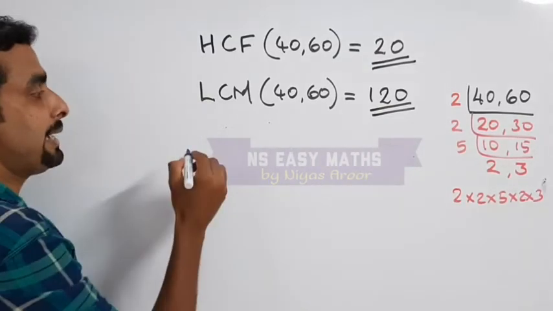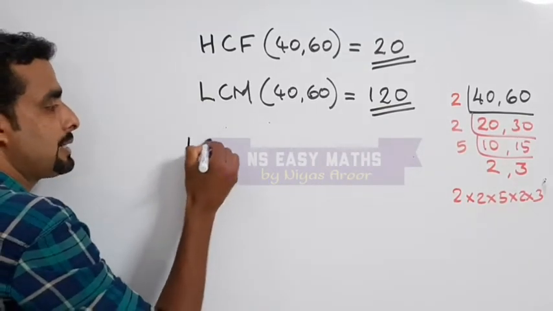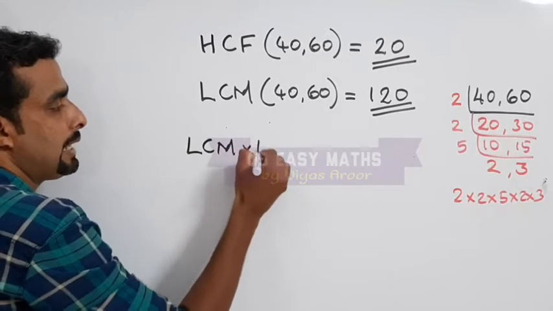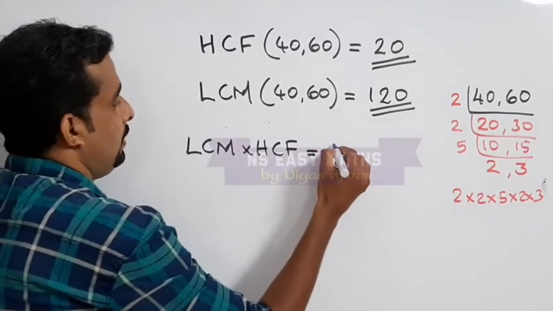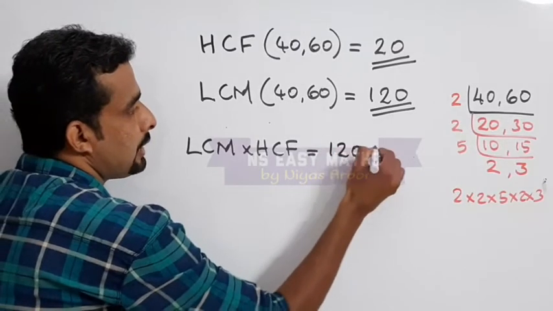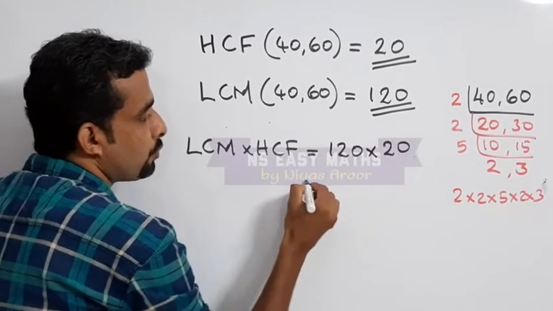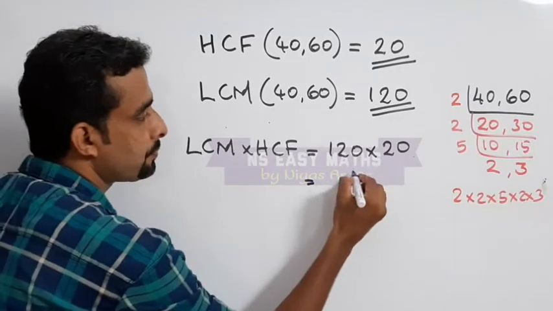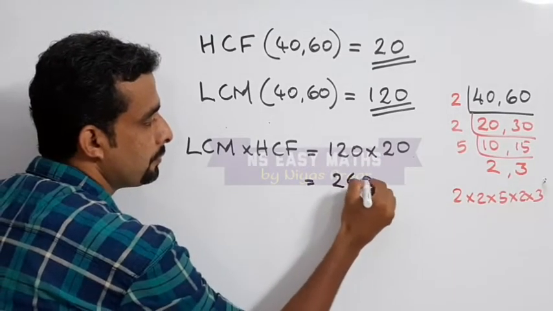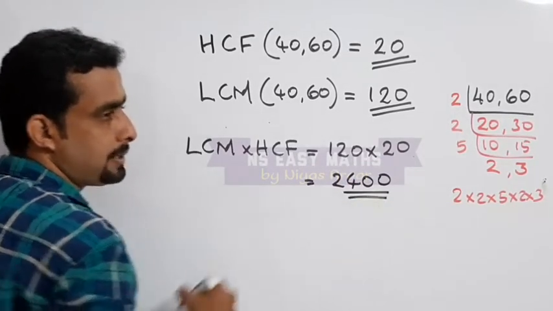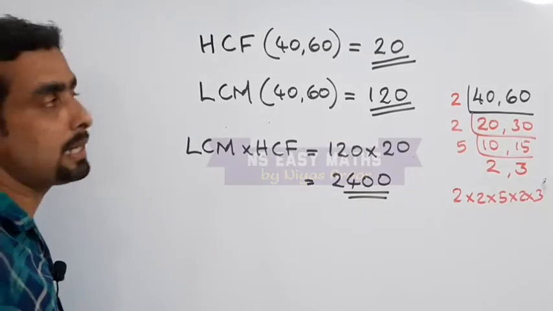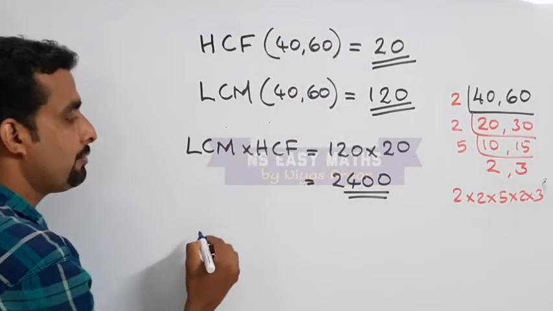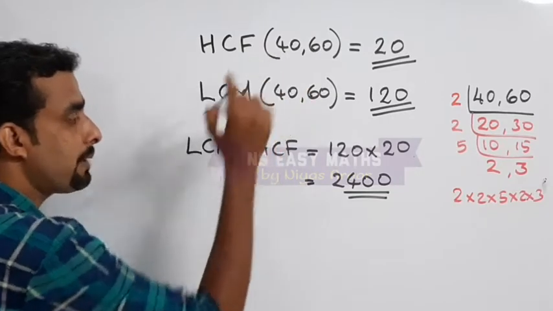Just multiply HCF and LCM. LCM into HCF is equal to 120 into 20, which is equal to 2400. Okay, this is the product of LCM and HCF of these two numbers. Then we can multiply the numbers.